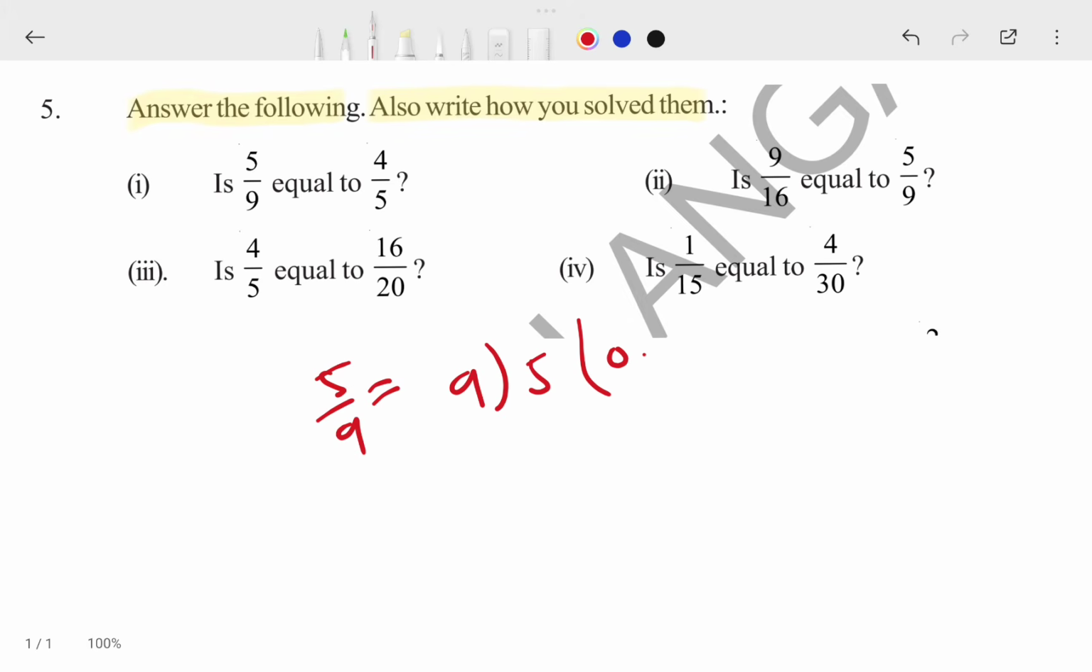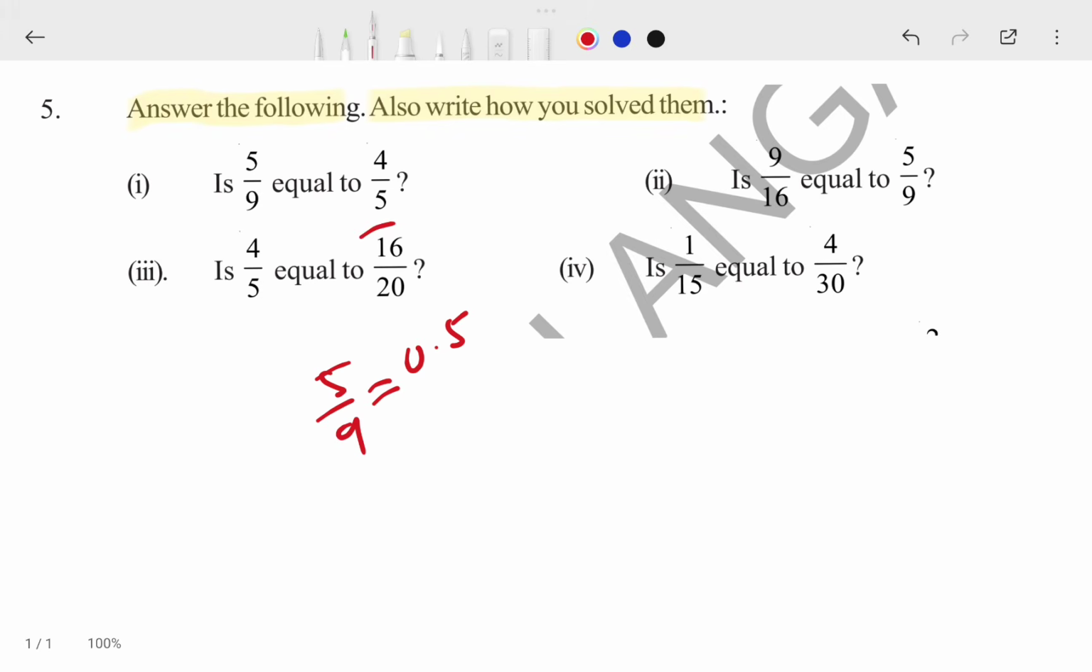So 0 point something will be, you put 0, okay? 9 5s are 45, you know that. So 9 5s are also 45, so it gets cancelled, 5 will be left. So what we get is 0.5. The value of this 5 by 9 is 0.5.